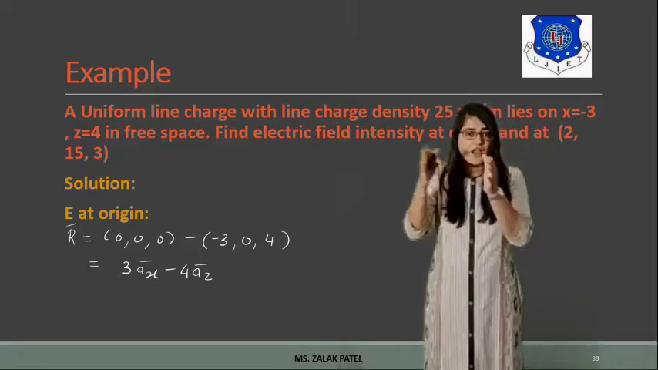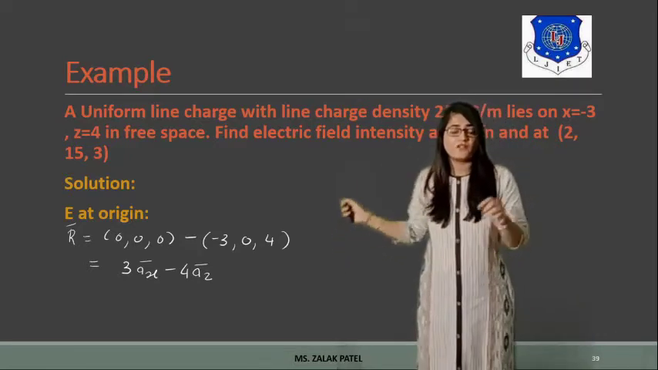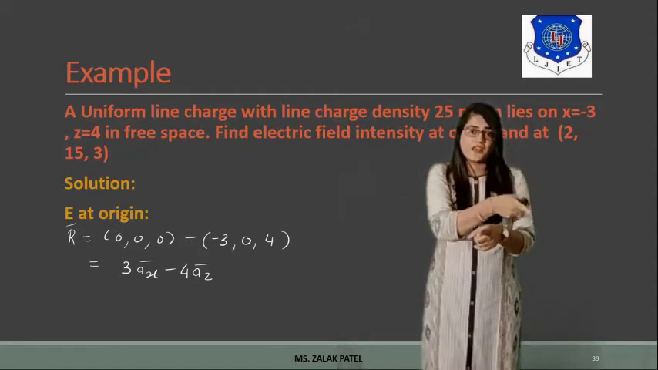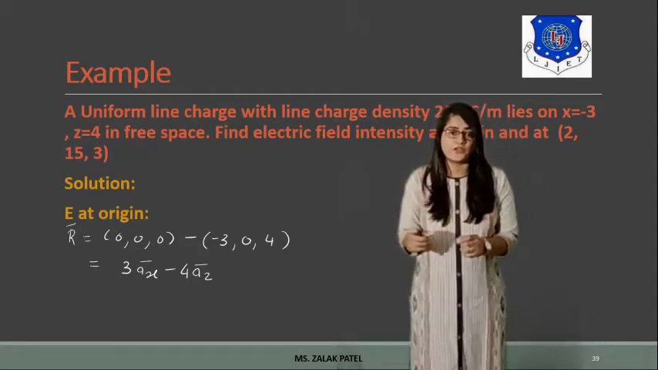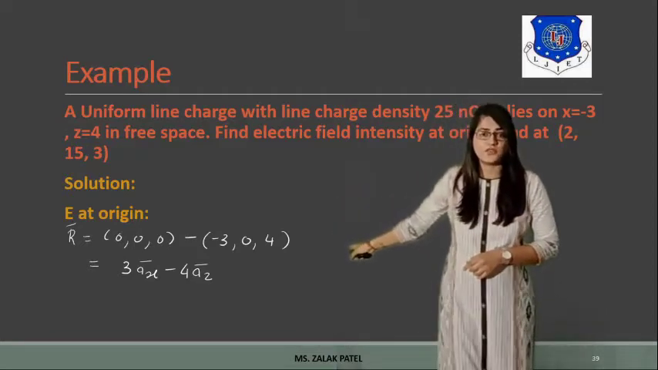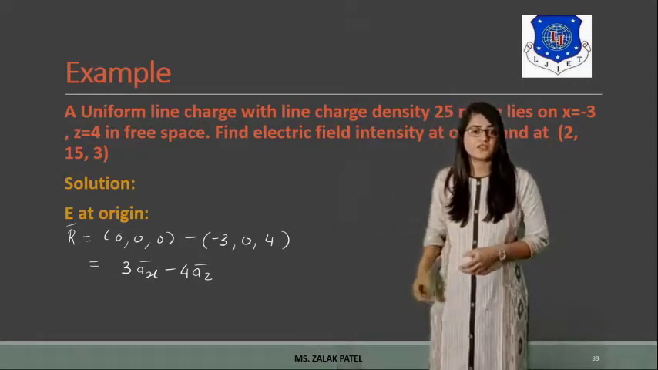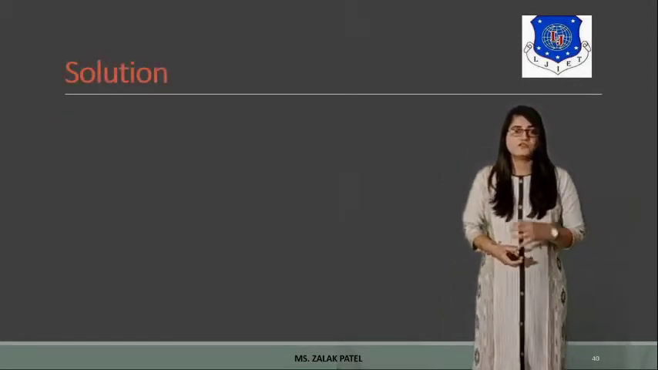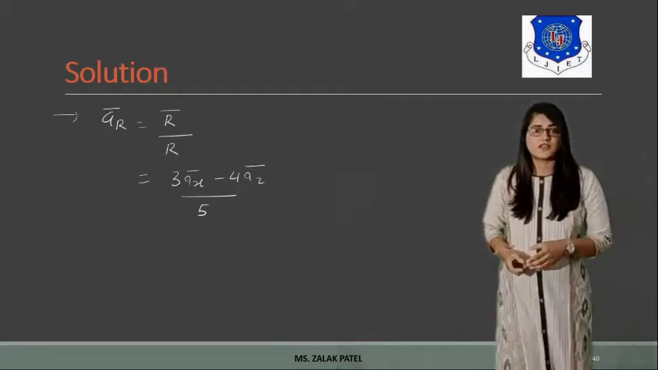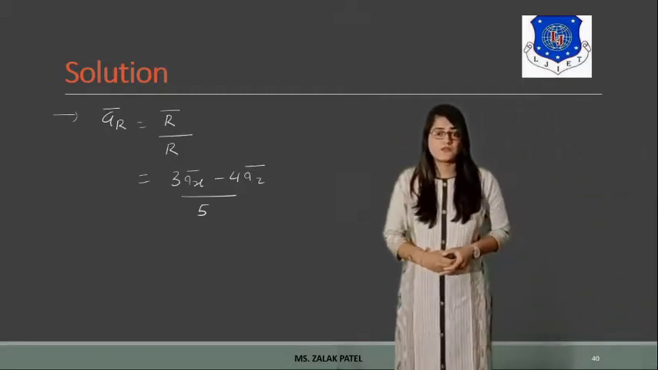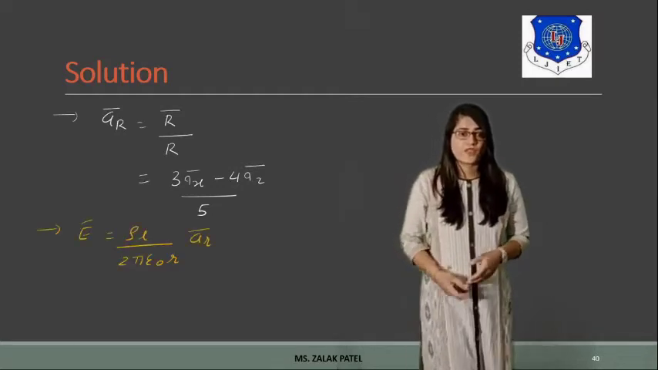So minus 3 and 4 are kept as they are, and whatever coordinate is missing, you have to take from the desired point. The desired point's y coordinate is 0, so let's put it over here, 0. If you do the simplification, you get the value of r. For getting the unit vector of distance, it is vector upon magnitude. So you get 3ax minus 4az upon 5.